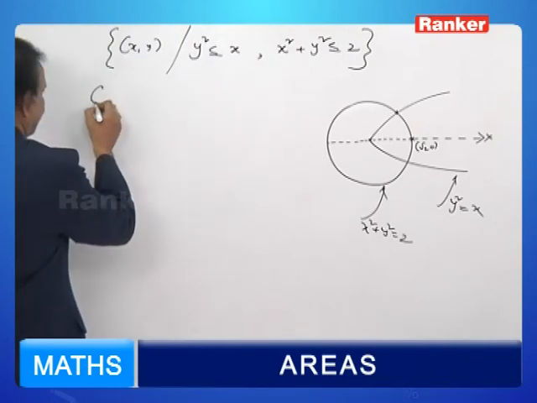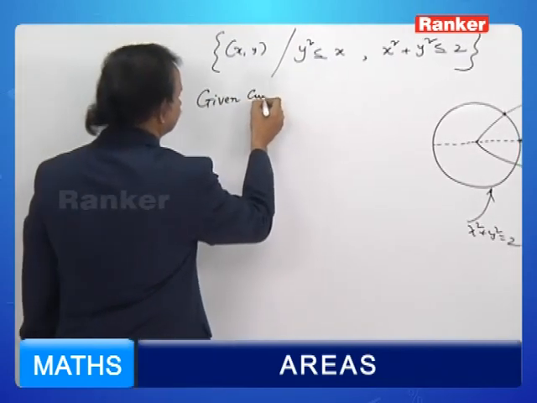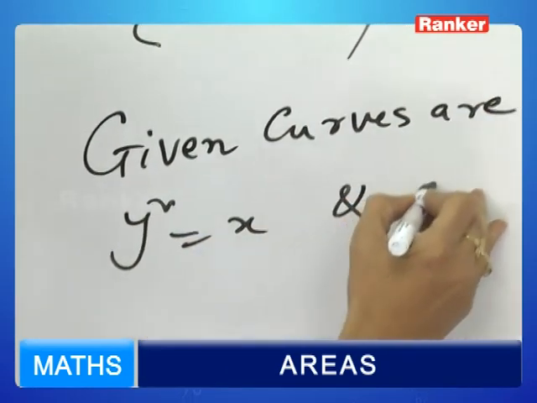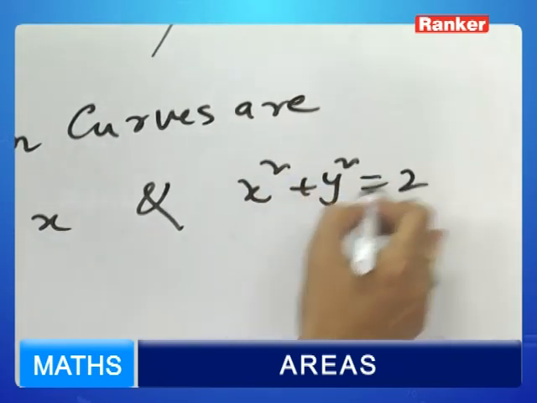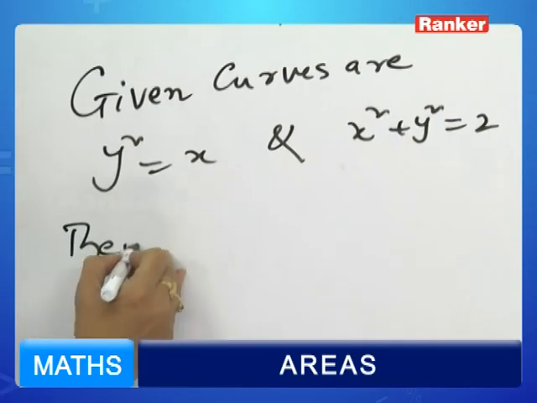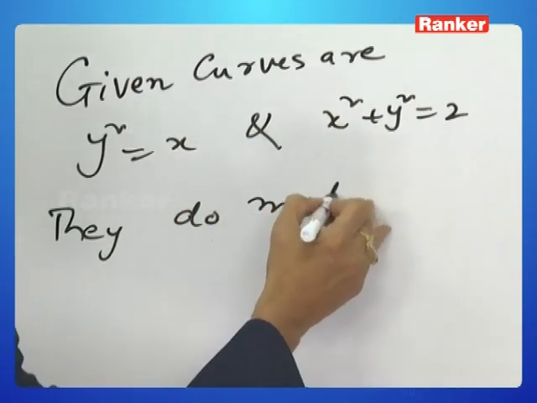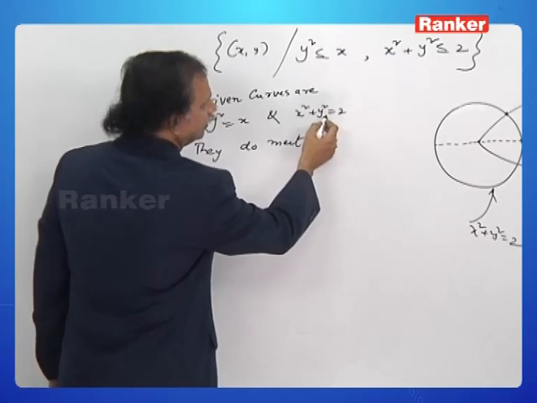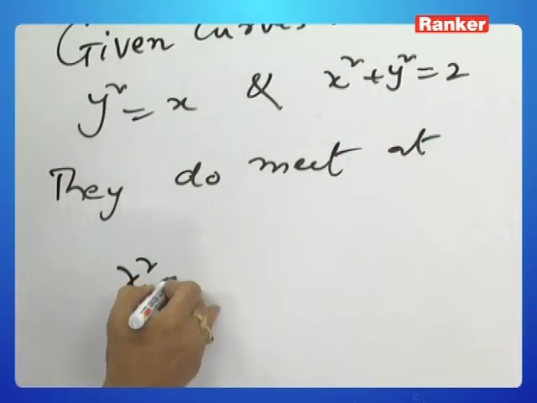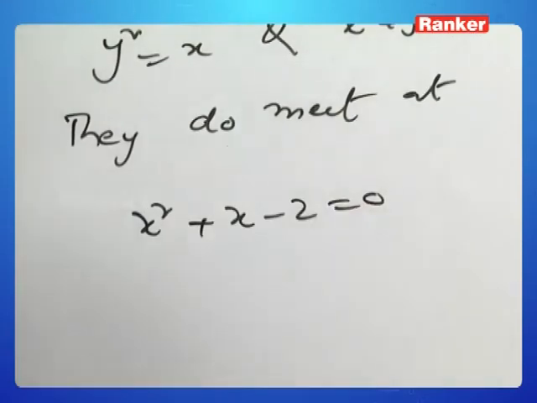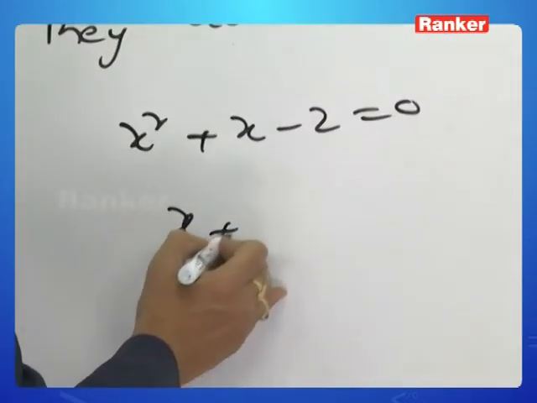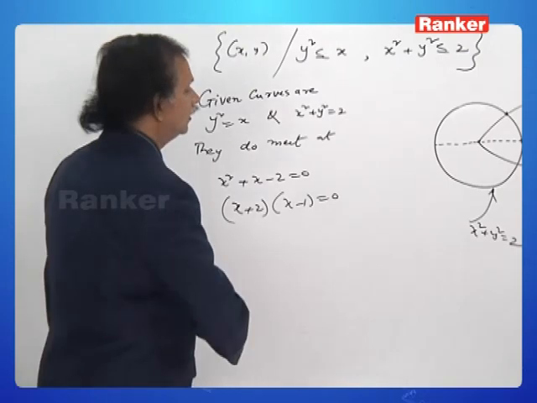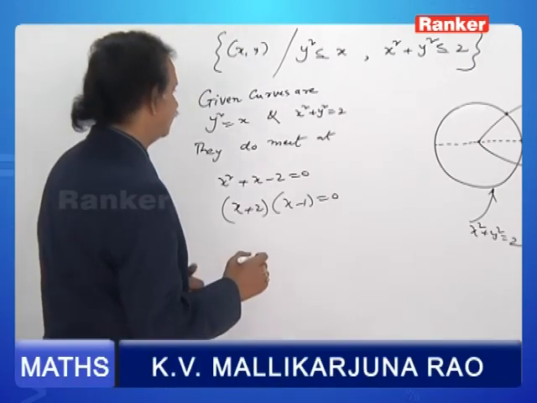Given curves are y square is equal to x and x square plus y square is equal to 2. Where do they meet? For y square, you put just x, so x square plus x minus 2 is equal to 0, isn't it? So x plus 2 into x minus 1 is equal to 0.